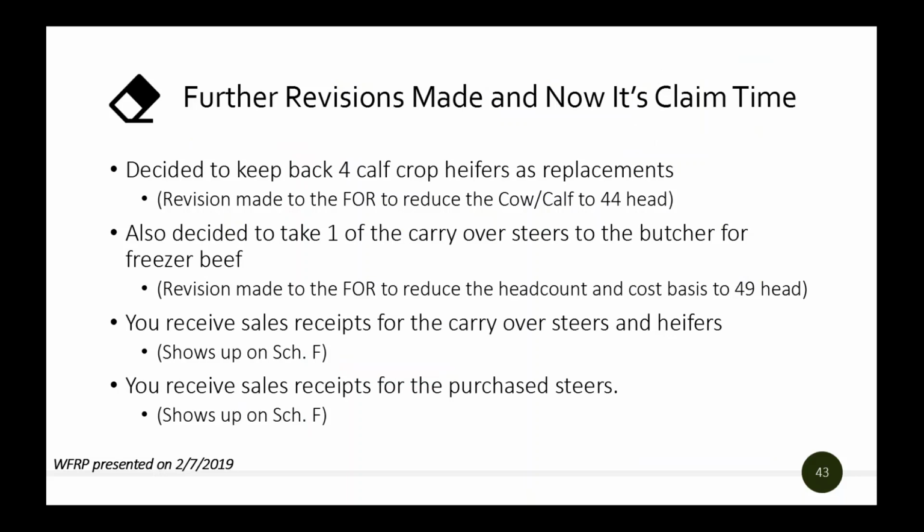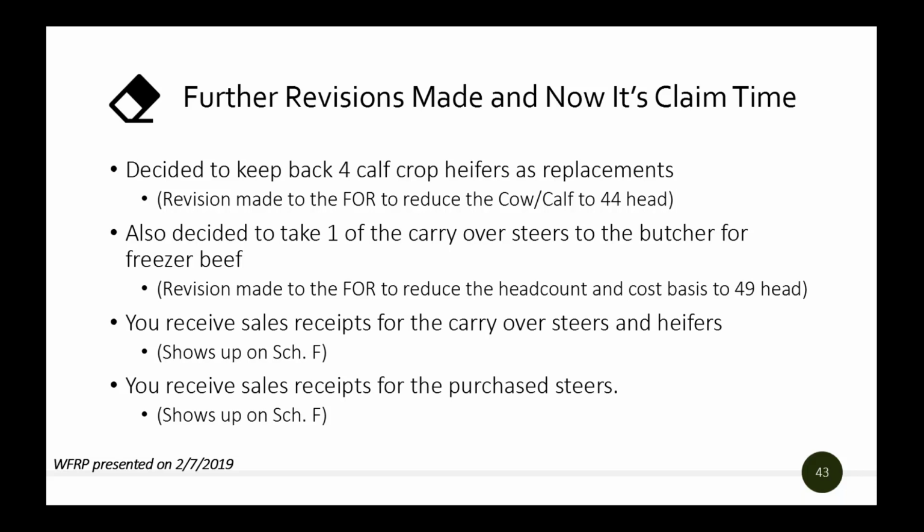So along those lines, we made some decisions. We're going to keep 4 of those heifers back as cow replacements. So we're going to make a revision again to our farm operation report. We're going to take those 4 heifers out, reduce from 48 to 44 head. I'll show you that on the form. We also decided to take one of the steers and put it in our own freezer. So we're going to make that revision also.